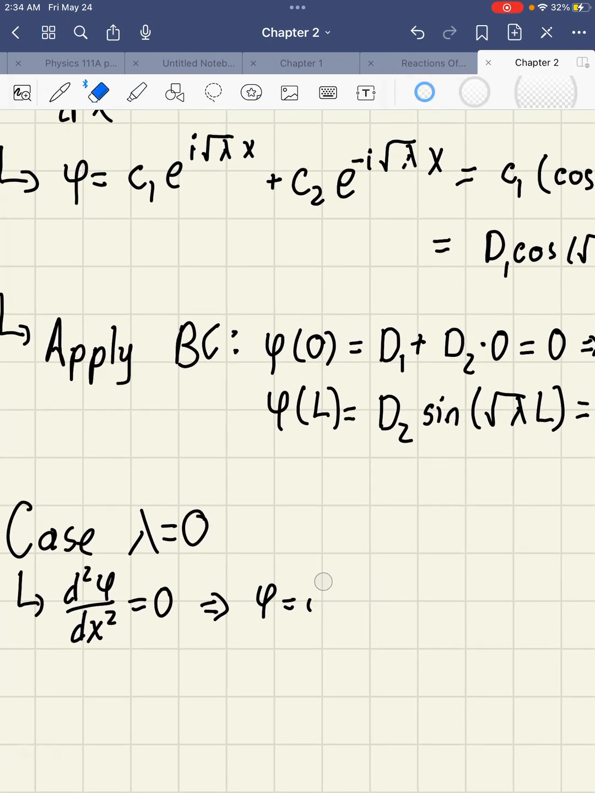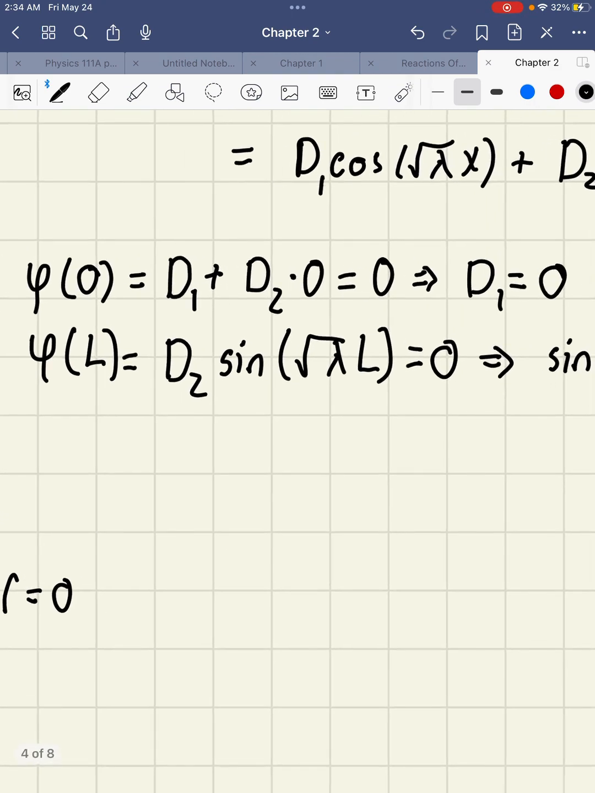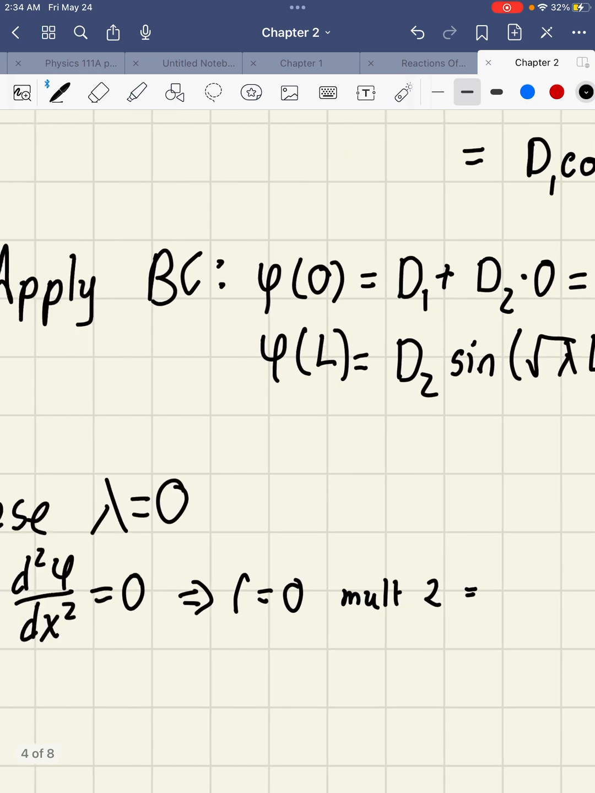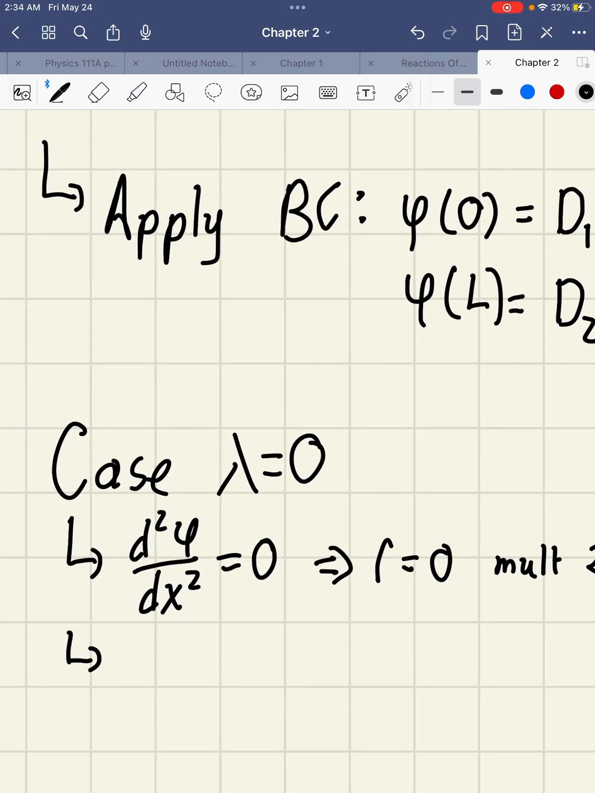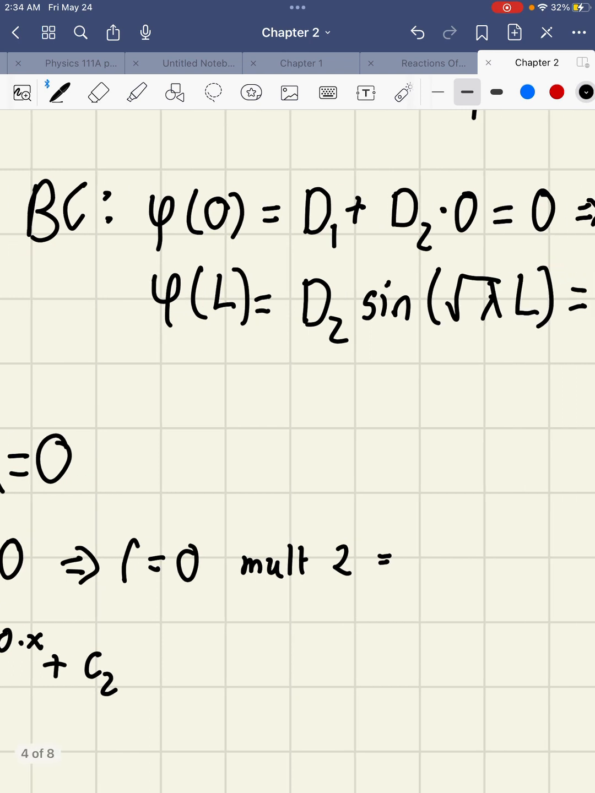But if you want to explicitly show that it's the equation of the line, I know my r is going to be equal to 0 with multiplicity of 2. Therefore, my phi is equal to C1 e to the 0x plus C2x times e to the 0 times x, which is equal to C1 plus C2x.